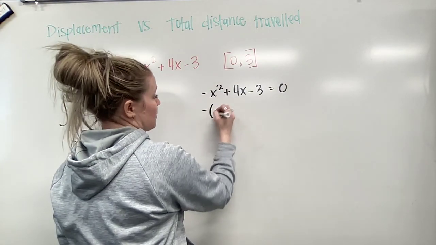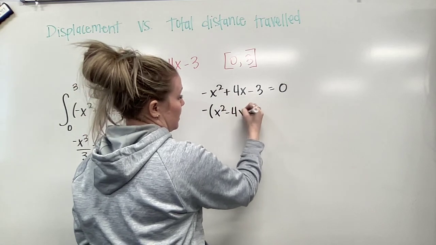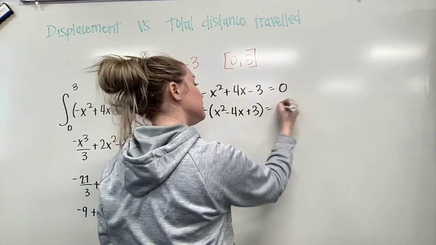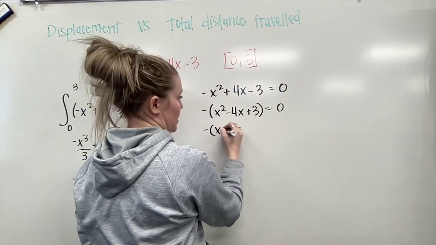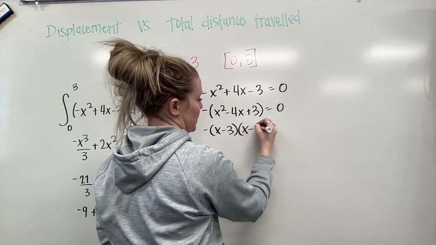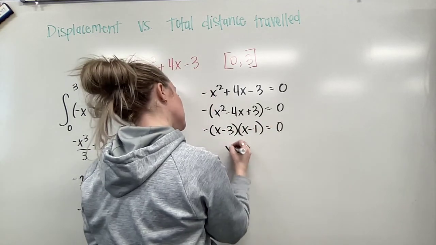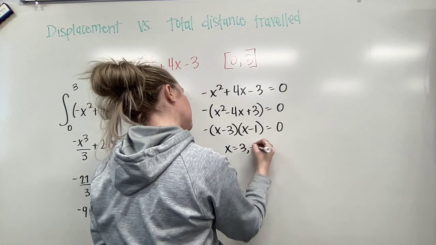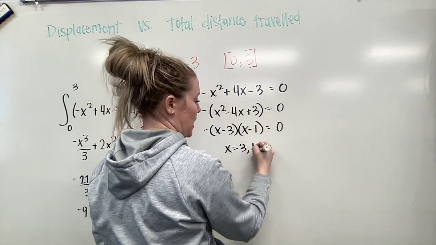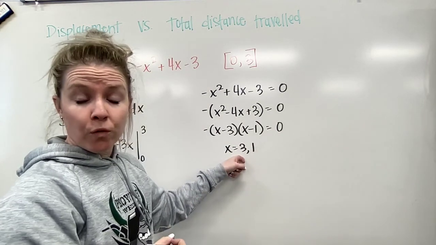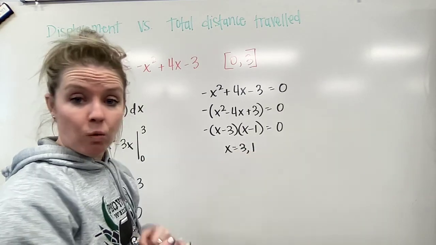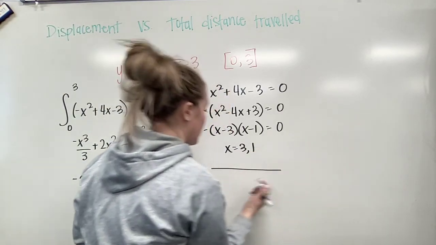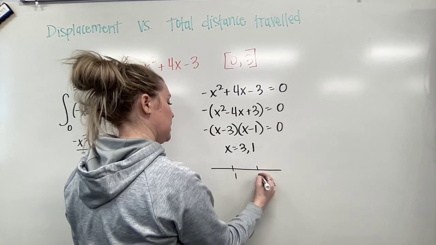So I'm going to factor out that negative to make factoring a lot easier. So that is going to give me x minus 3 times x minus 1. So I have potential to see a change, forward and backward movement, at 3 and 1. So I'm just going to take a check here, 1 and 3.